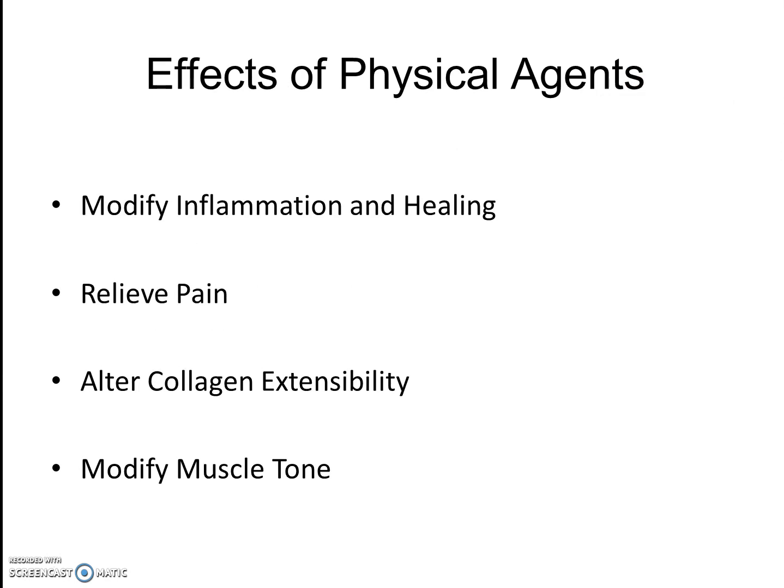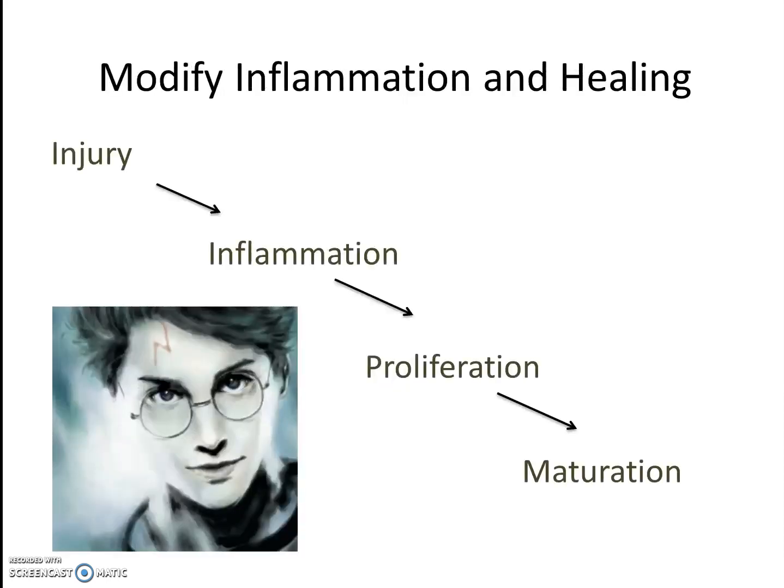The general effects of our physical agents include modifying tissue inflammation and healing, relieving pain, altering collagen extensibility, and modifying muscle tone. We're going to talk about these four different components. So let's say that we start with an injury. Let's say you slice your finger or you scrape your knee. The first thing that happens after we have our injury is we see this inflammatory process, followed by our proliferation, where our body is trying to heal and fix the injury, followed by our maturation, where we are remodeling and finalizing the healing of the structures.